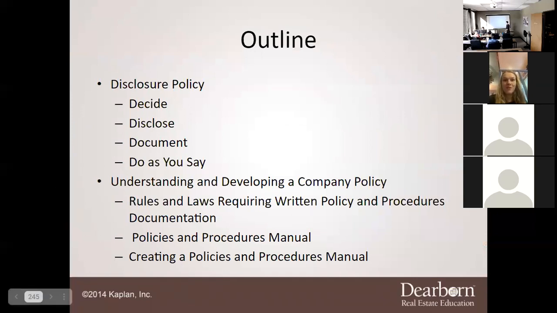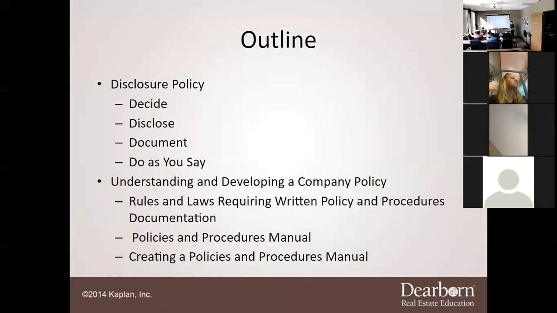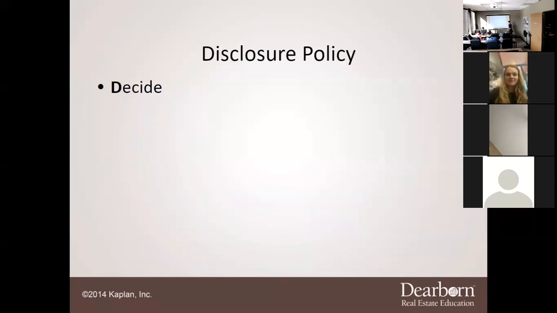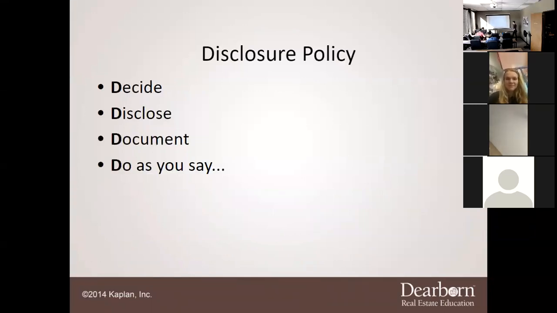All right, so our outline for the evening, we're going to go over disclosure policy, the 4 Ds of disclosure: decide, disclose, document, and do as you say. We're going to go over understanding and developing a company policy, the rules and laws required, written policy and procedures documentation, policy and procedures manual, and creating a policies and procedures manual. So not a huge outline for this evening. But like I said, we're doing 2 chapters tomorrow and 2 Friday. So disclosure policies, the 4 Ds of disclosure: decide, disclose, document, and do as you say. And we're going to go into detail on each one of these. And the first one up is decide.